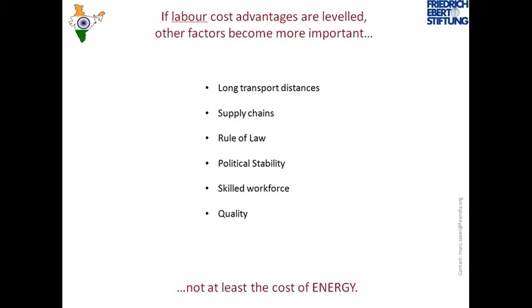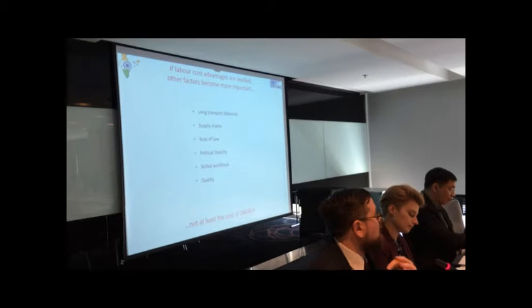And what is happening when that is happening, it means that when labor as a cost factor is less relevant, other factors become more relevant. Of course, number one, the long distance of transport and the supply chains. It has to do with rule of law, corruption, the competency of local government. Of course, political stability is a huge factor. We talk about the skill set of the workforce. And last but not least, we talk about energy.